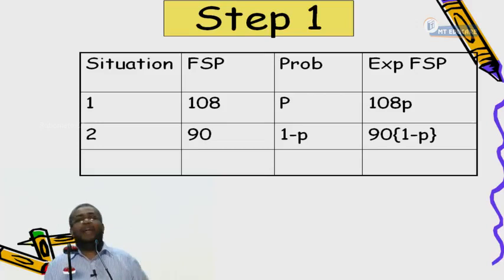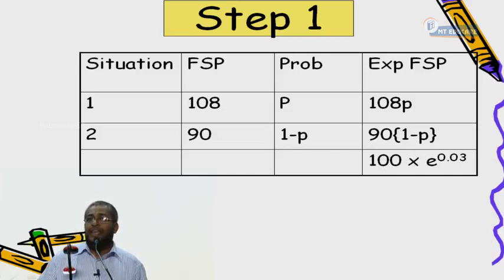So now, equate this to what? This equation. I'll get P and 1 minus P, which we call risk neutral probability. Everybody following or not? There's a lot of logic in this. Prima facie, don't worry about that. Follow the procedure. Yes or no? So, expected FSP. What is FSP?